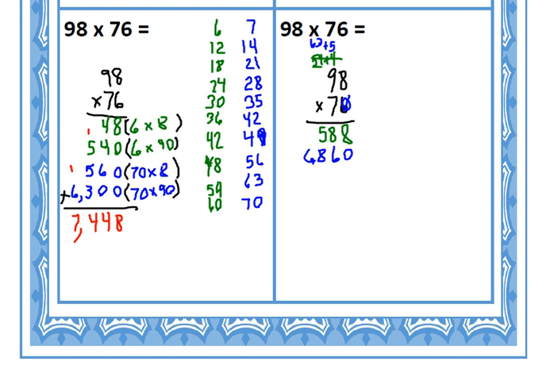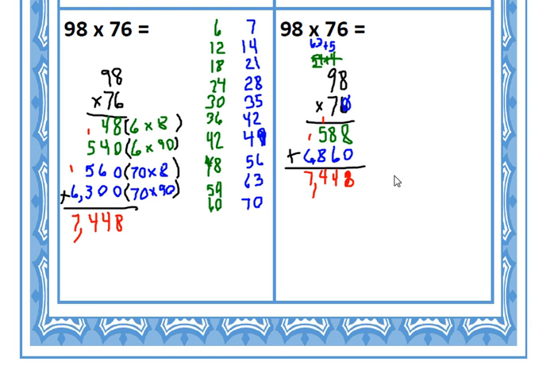is add them. We get 8. 14. 14. And then 7. So 7,448. So again, it doesn't matter which way we do it, we get the same product.